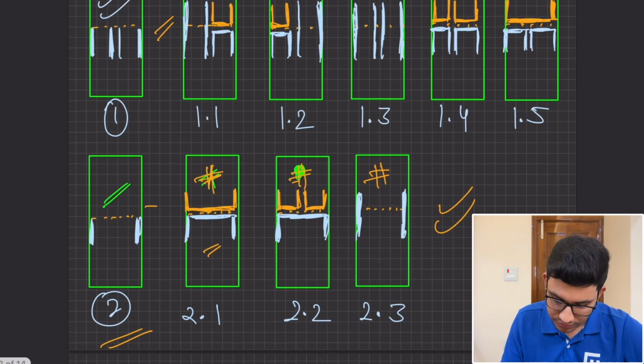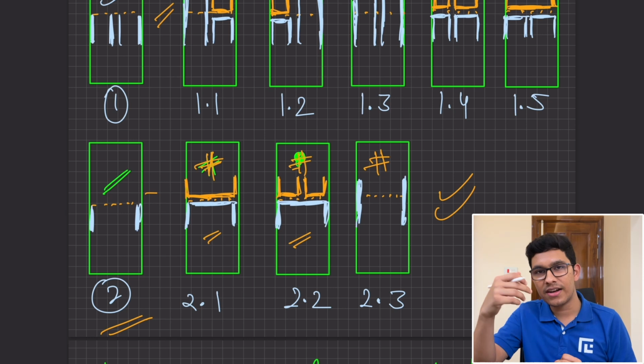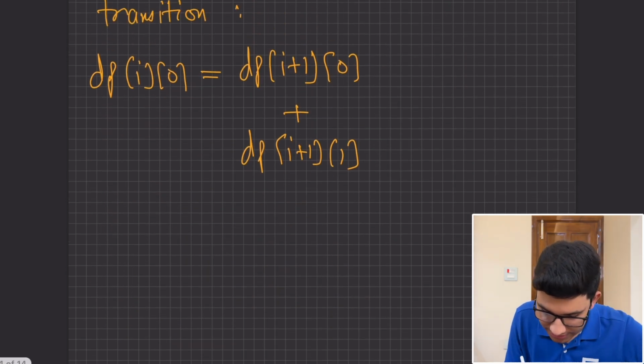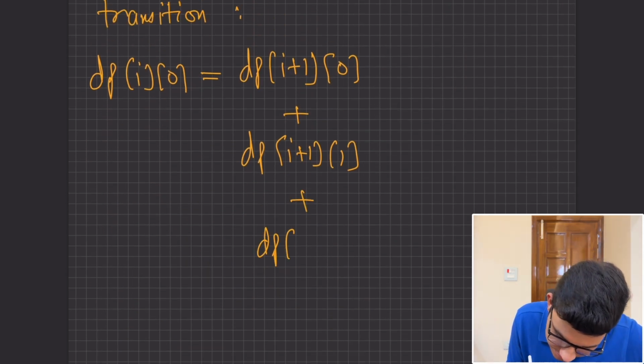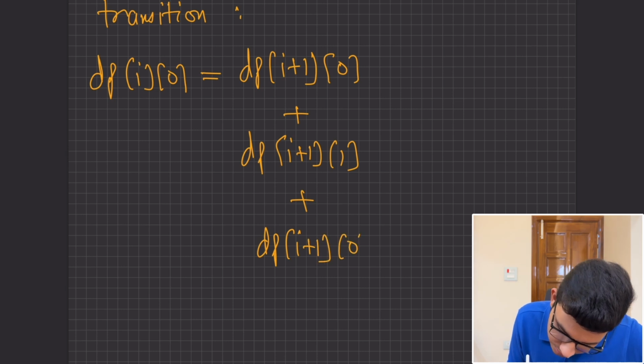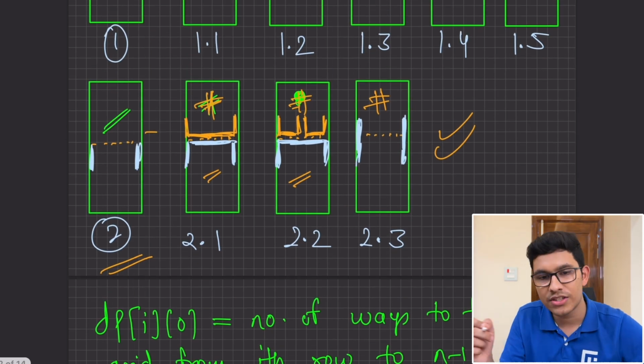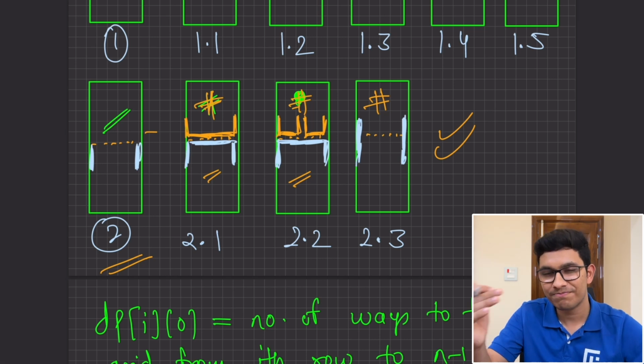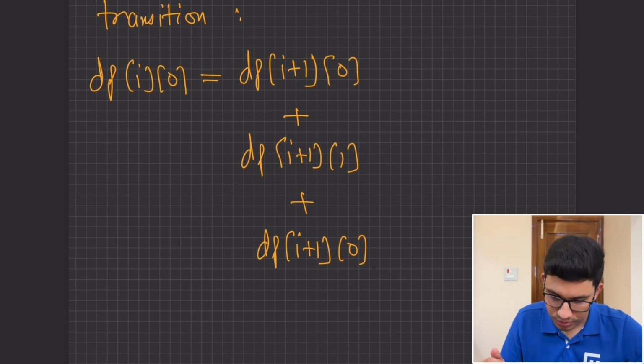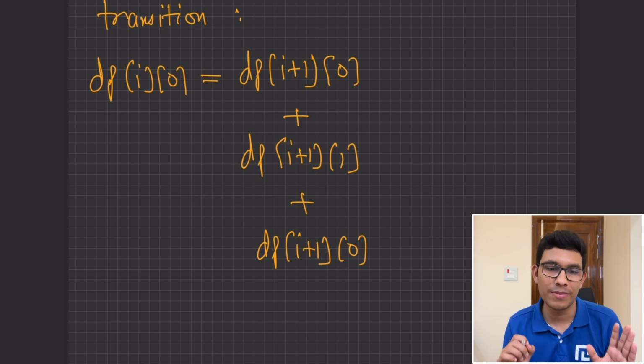The second one, what is happening here? We close the cell, we start two vertical cells. Another case is again dp of i plus 1 comma 0, because we again said that don't close this horizontal cell, just extend it forward. Got it? So this is how it's going to look like for dp of i comma 0.